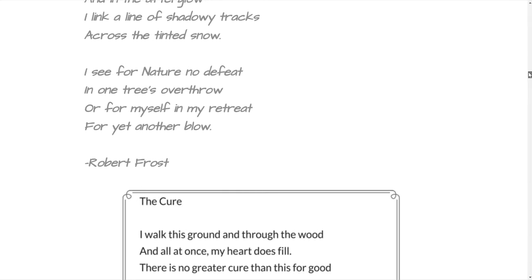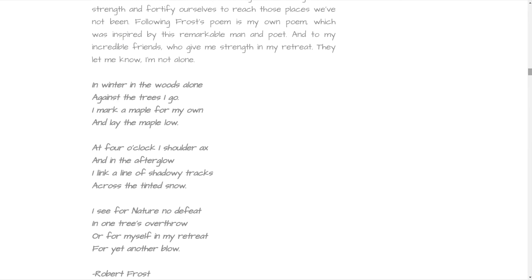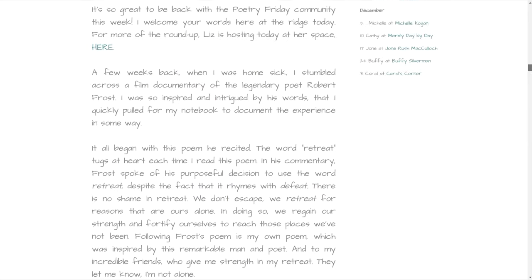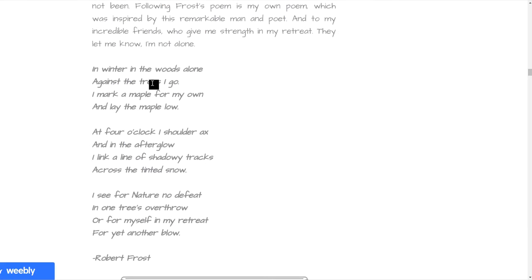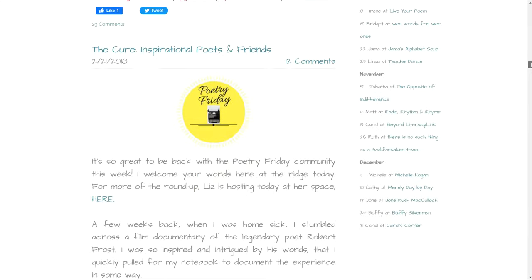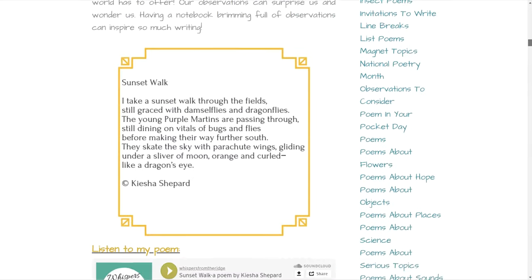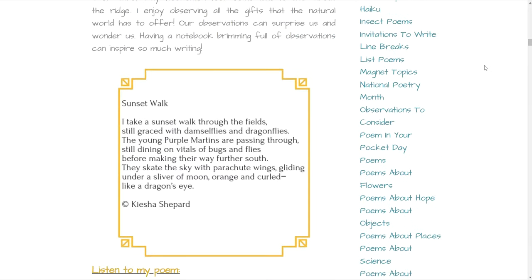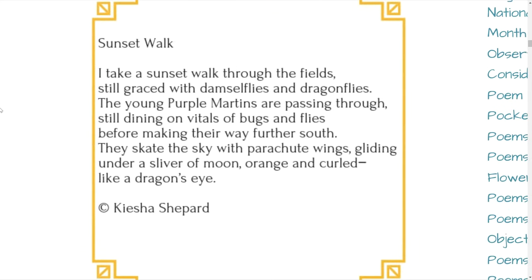Let's look at another one of her poems that I'm using for this lesson here. She says, "In winter in the woods alone against the trees I go." So she's getting very rhymey here. Let's use this one. Not that one. That's not the one. Okay, right here. So this is really good when you want to get some sketching done. See her poem, Sunset Walk.